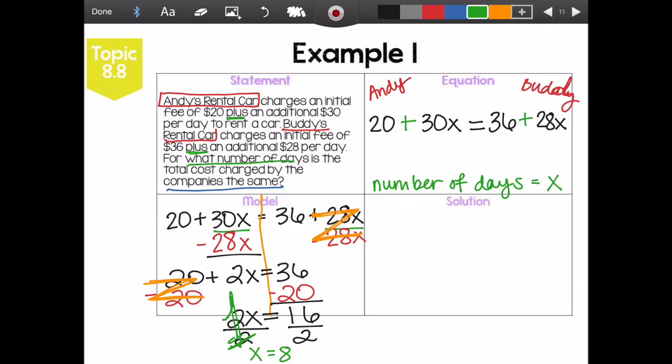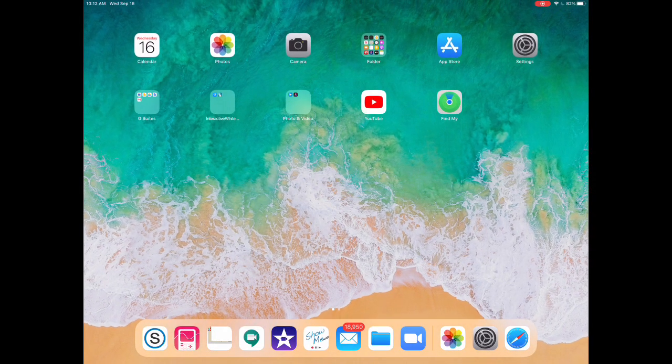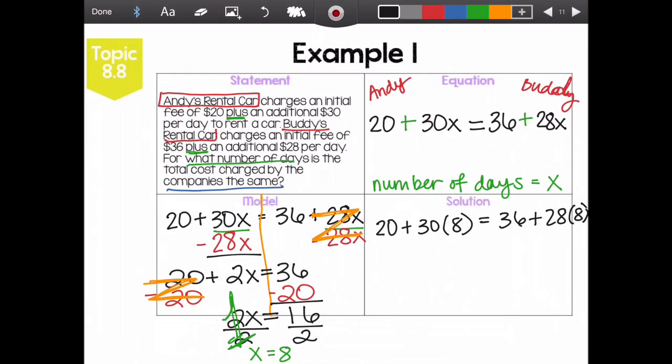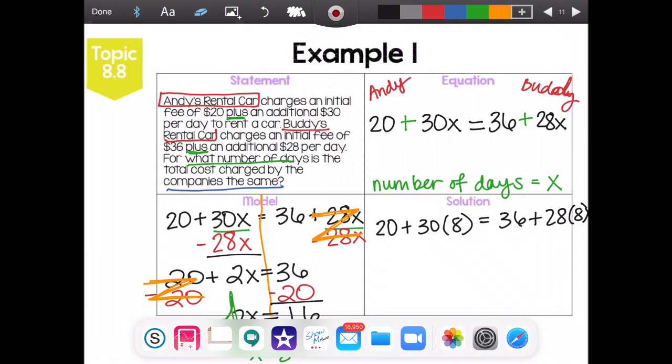But we also want to double check. So first I'm going to plug my solution back into my equation. So wherever I see an x, I'm going to substitute 8. Okay, so here I have my equation. I substituted 8 for x. And now I'm just going to put it into my calculator.